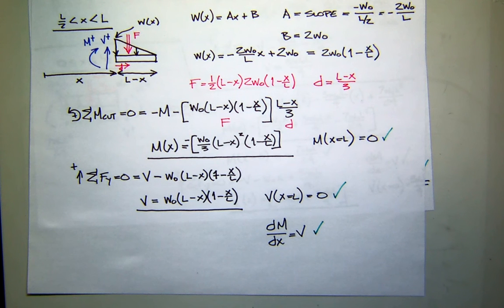Now, what would have made this problem a lot easier to handle is if we'd had numbers for L and W0. It would have made the problem process a lot faster.